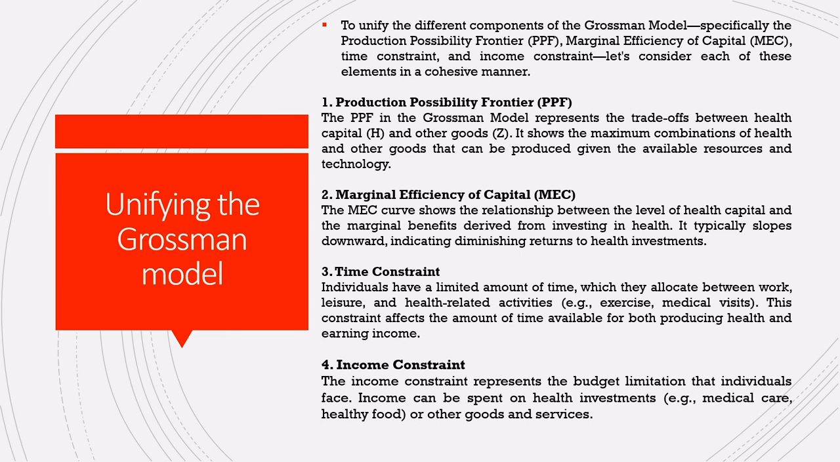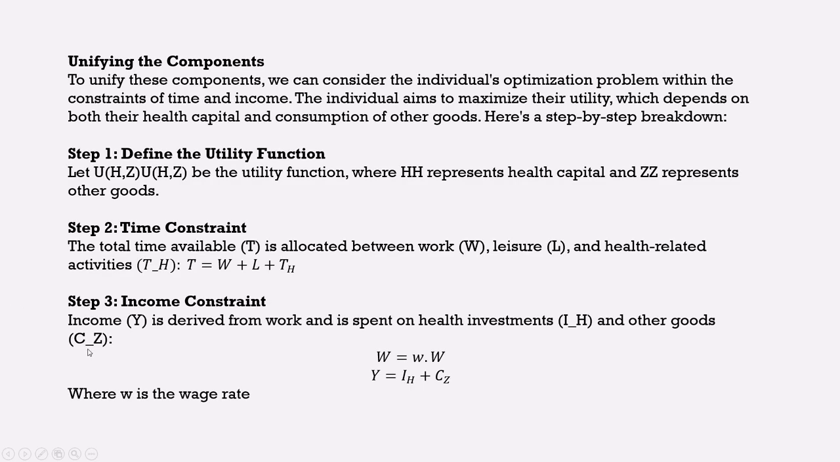We discussed the time constraint: individuals have a limited amount of time and they allocate it between work, leisure and health related activities. This constraint affects the amount of time available for both producing health and earning incomes. We discussed how, apart from the income constraint, the time constraint has to be brought into the utility maximizing model of demand for healthcare. The income constraint we also discussed in the context of the budget limitation that individuals have, and we discussed that incomes can be spent on health investments or other goods and services. So, for unifying these components, we considered the individual's optimization problem within the constraints of time and income.